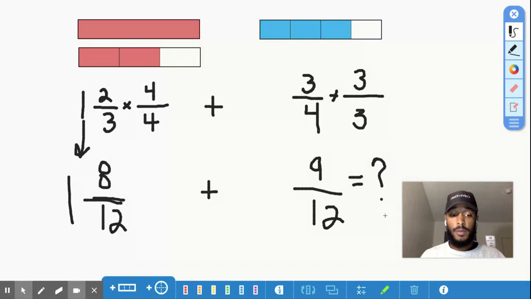All right, ladies and gentlemen, I hope this helped. Remember that we can use visual models to help us add fractions and also now mixed numbers together. All right, follow the instructions on the next slide, and I look forward to making another math video for you.